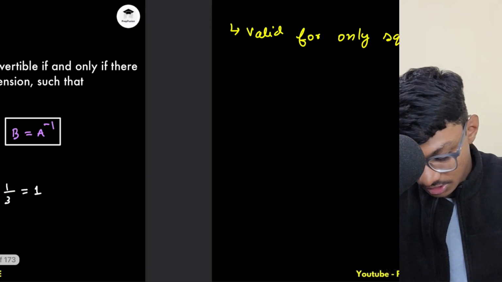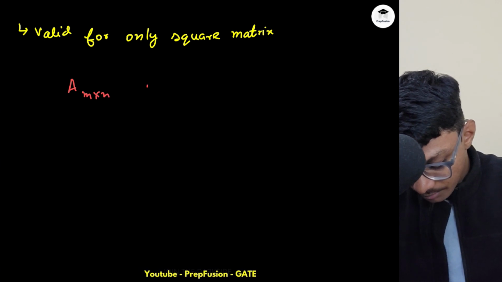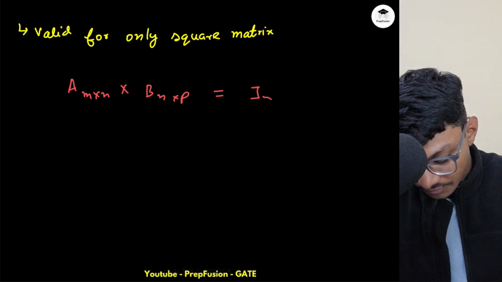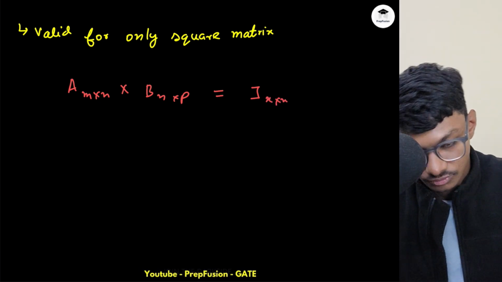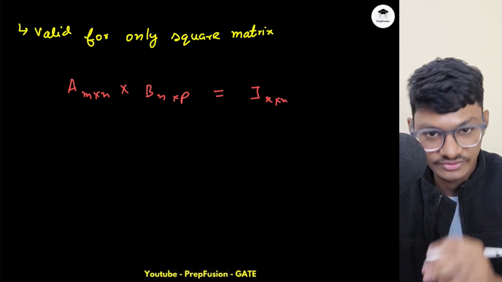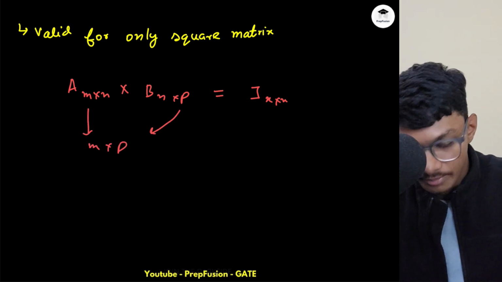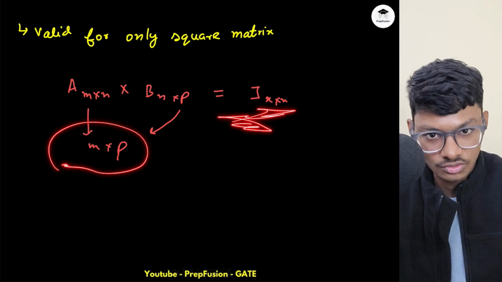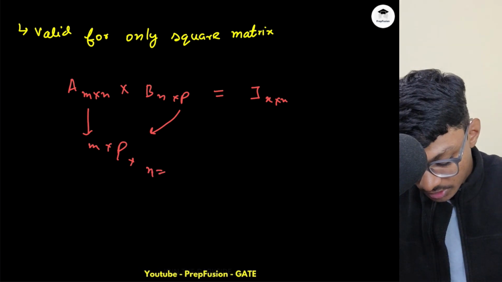So why am I saying this? Let's say I'm just doing this in rough. A is some m cross n and B is some n cross p. Now if you multiply this, you should get I of n, or whatever order, something x cross x. Multiplication is valid for this. My final order will become, taking the outside row and column, m cross p. But this has to be square, because it equals the identity matrix, which is always a square matrix. So m has to be equal to p equal to x.